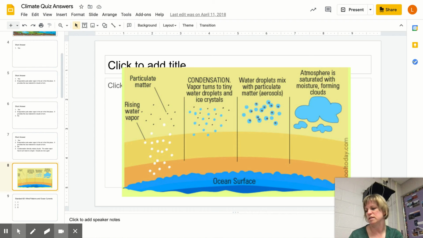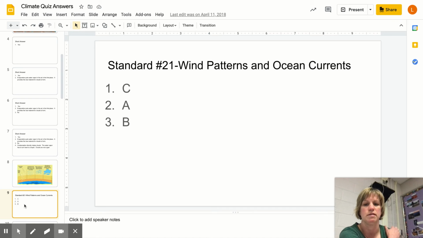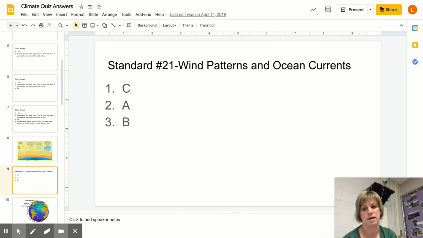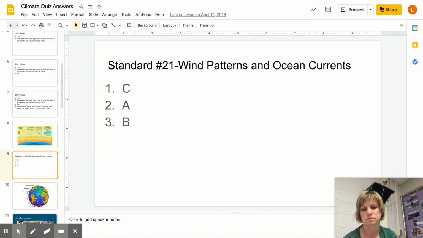So if you need to retake standard 21, then you need to be doing this. Standard 21 is about wind patterns and ocean currents. So the right answers here go C, A, B. They will not be in that same order if you do the retake on this part. The jet stream is known as the superhighway for storms in the upper troposphere. The westerlies, this is A, that's our global wind pattern in Ohio, but the global wind pattern in the tropics is called B. Those are the trade winds.